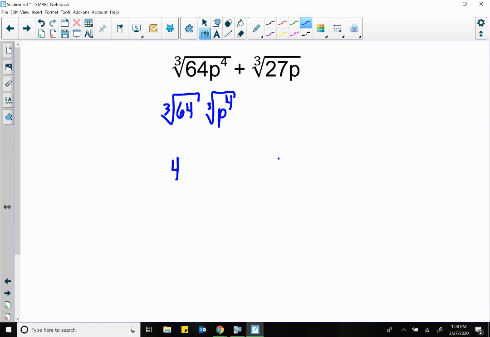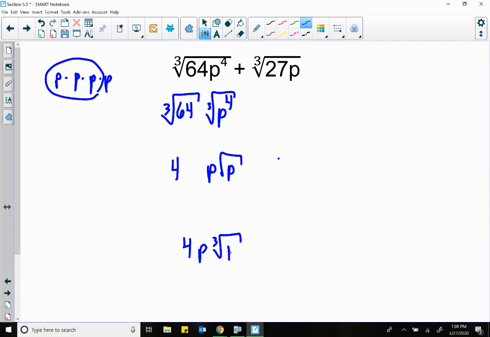Over here, again, I could write out my p's. P times p times p times p. Because it's a cube root, I'm circling triples. So I had one group of p's escape. And there's one p that was left inside. So right there, you can see what our first piece is. 4p, cube root of p.